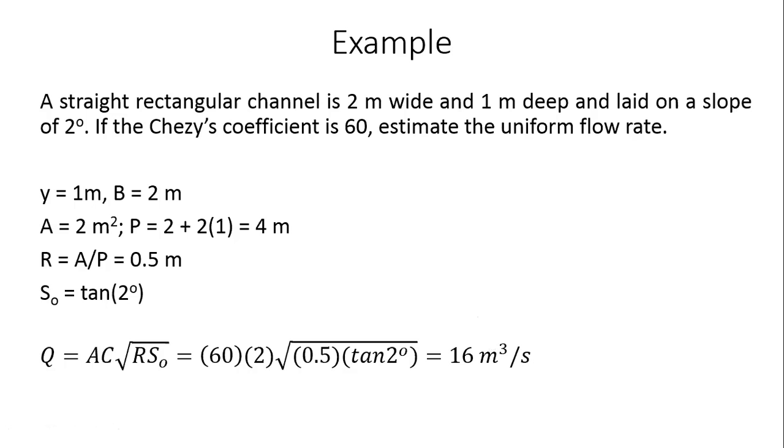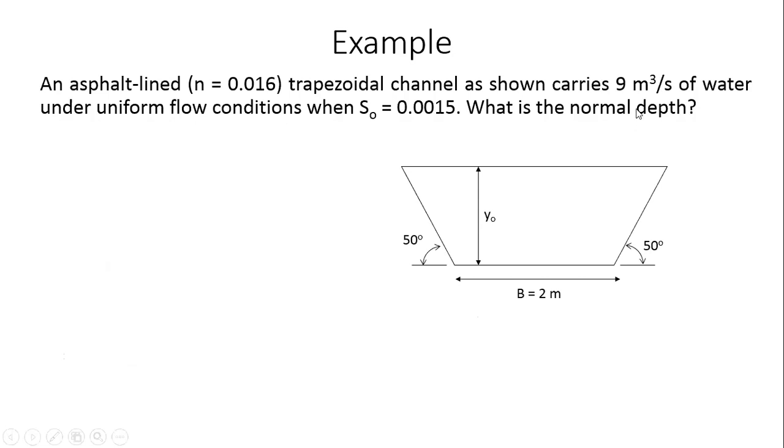If the flow rate is known, I can ask you to find the flow depth. If the flow depth is known, I can ask you to find the flow rate, right? So that's a very simple application. One more problem. An asphalt-lined trapezoidal channel with a Manning's roughness coefficient of 0.016, as shown, carries 9 cubic meters per second of water under uniform flow conditions when S naught equal to 0.0015. What is the normal depth?